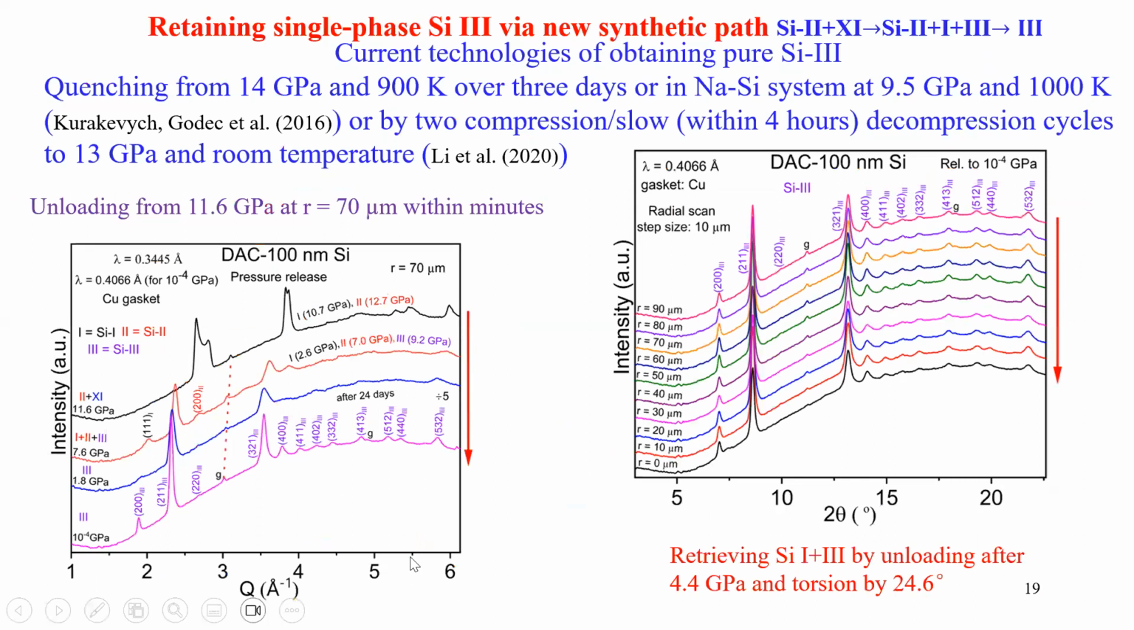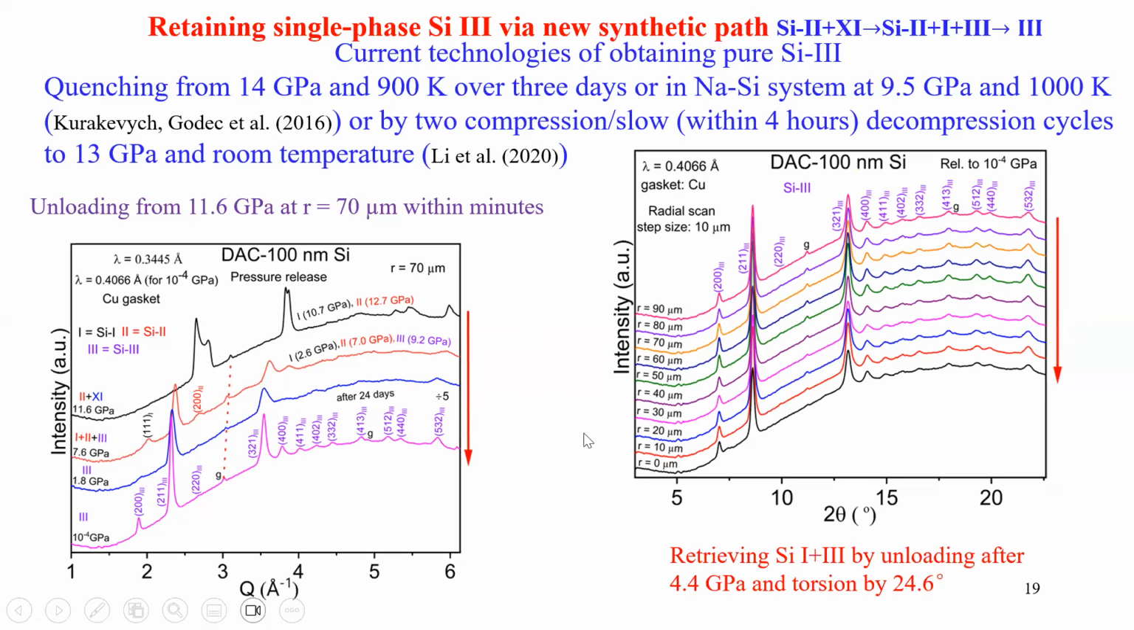Also, there is a problem to obtain single-phase silicon-3. For example, one of the technologies is quenching from 14 GPa, 900 Kelvin over 3 days. And just by accident, because we have a long diameter, 60 points, and were just checking some points at some loading, we found that we obtained uniform single-phase silicon-3 by quenching from 11.6 GPa in quite a large region.